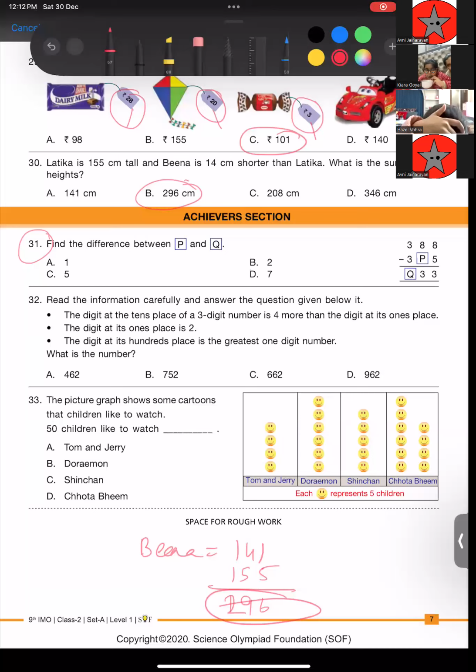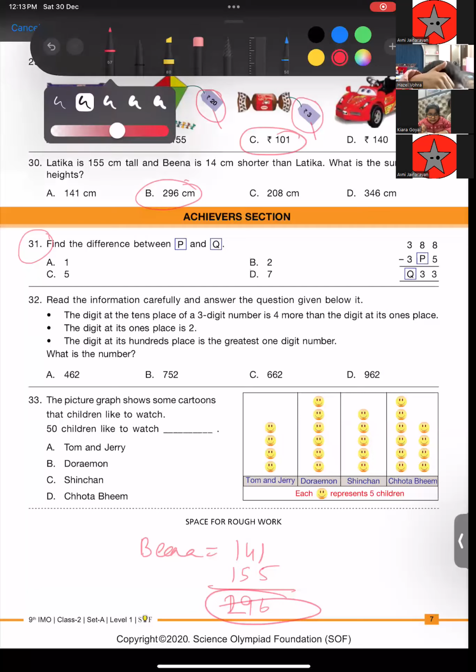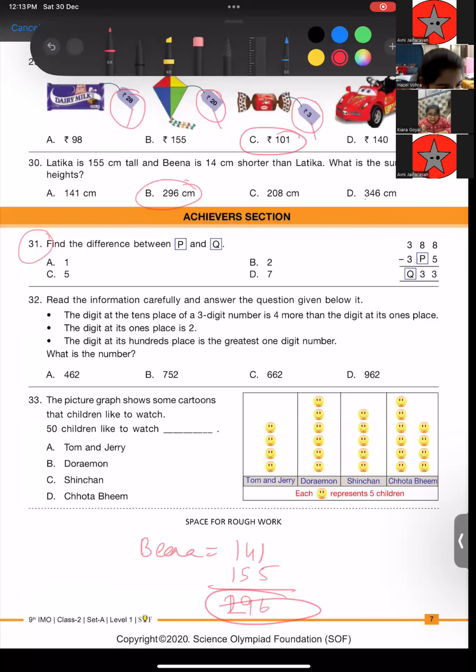Okay. Now, we will solve it together. Find the difference between P and Q. Ma'am, I'm doing the last question. Okay, I'll wait then.